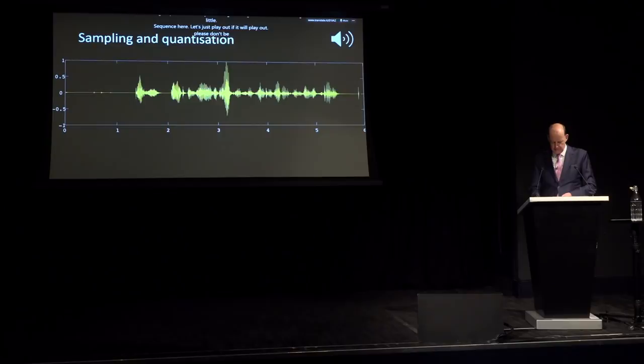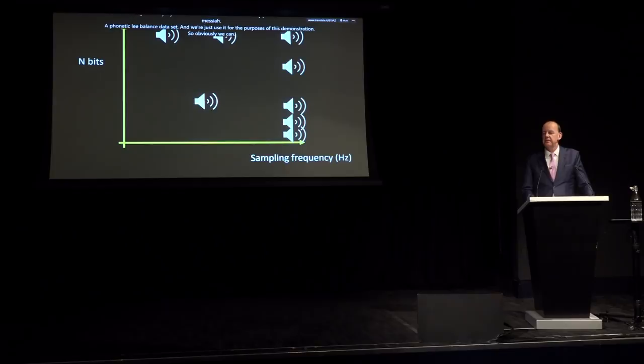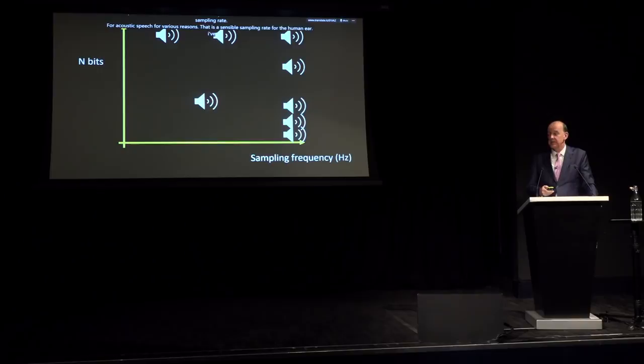Okay, a rather peculiar sentence. It's actually a truncated version of "geese don't enjoy the winter weather in Monmouthshire", which is not your everyday bit of conversation, is it? But it's actually phrase 122 from the Messiah phonetically balanced data set, and we'll just use it for the purposes of this demonstration. So, obviously, we can resample that at different rates. Now, that was sampled at 44.1 kilohertz, which is a standard sampling rate for acoustic speech. For various reasons, that is a sensible sampling rate for the human ear. And I've illustrated that by the clip that's on the top right here.